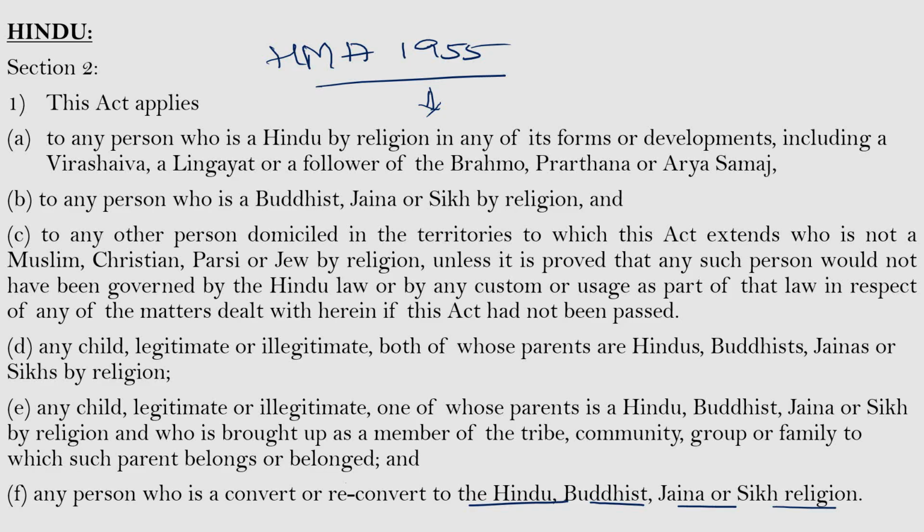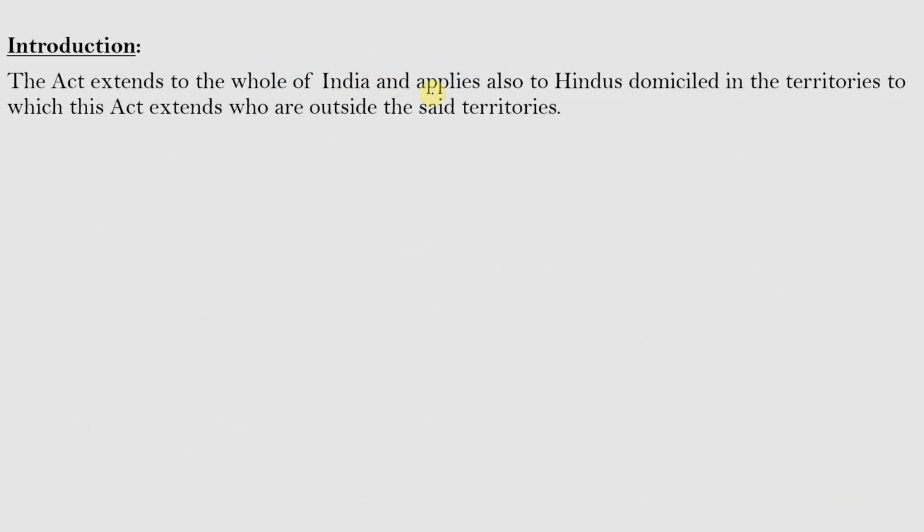So now as we have understood who are called Hindu, let us understand the application of the act and the purpose for enacting the Hindu Marriage Act 1955. The act extends to the whole of India, and applies also to Hindus domiciled in the territories to which this act extends and who are outside the said territories. So the Hindu Marriage Act applies to the whole of India and also to those Hindus who are outside the territory of India.